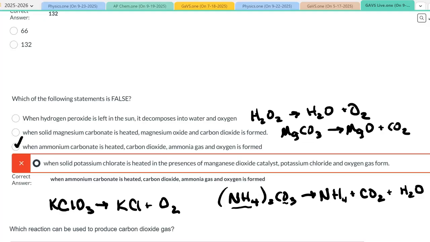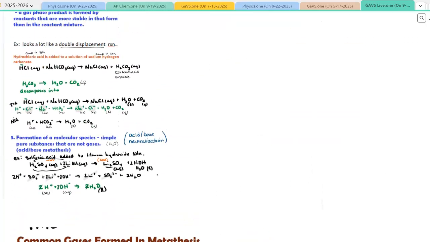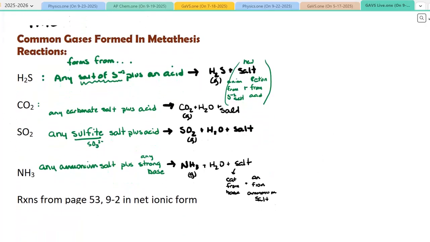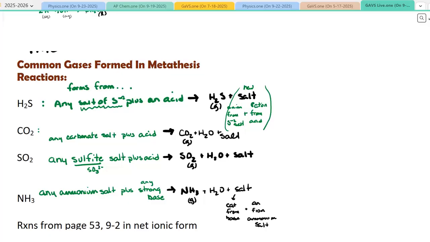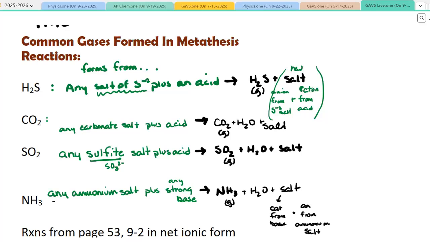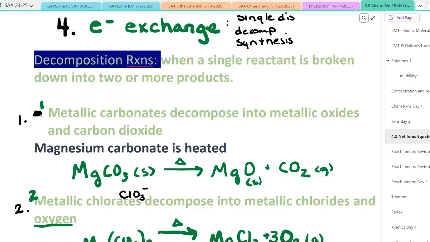Now, let me scroll down to the bottom of the page here, and I'm going to share something, and you might want to take a screenshot. There are some common gases that are formed, and these are what happens. Where does ammonia come from? It comes from any ammonium salt, like NH4Cl or anything else, when you put it with a strong acid. Any carbonate salt plus an acid. Oh, I'm not giving you the decomps. I needed the decomp reactions. I'll pull those up in just 1 second. This is what I wanted to show you.